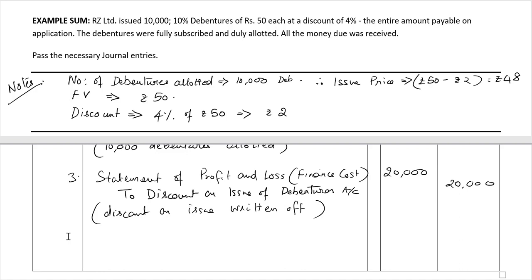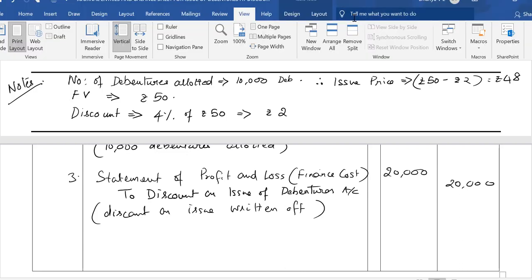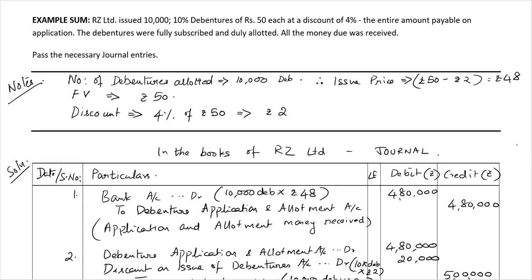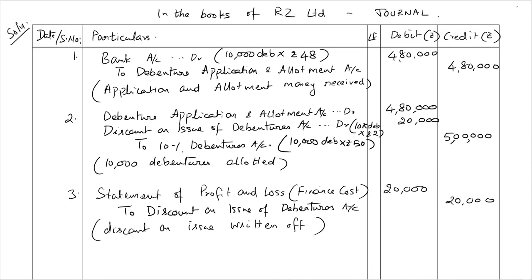The entries are over. I will remove the split. We will view the full answer. So that's the example sum on top, followed by a few notes. And these are the 3 journal entries. The first entry is for the receipt of application and allotment money. The second entry is for the allotment of debentures. And the final entry is for the discount on issue of debentures written off.